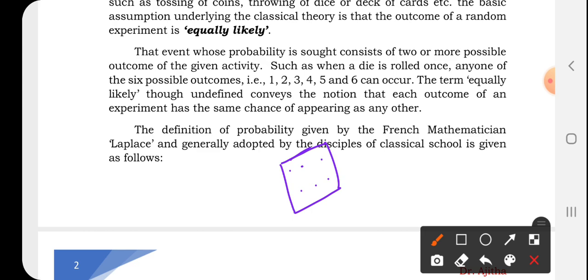For example, all the 6 faces have an equal chance to appear. It doesn't mean that one particular side has more chances to appear. In case it has more chances, it means it is biased. We are talking about an unbiased die. We are talking about an unbiased coin.